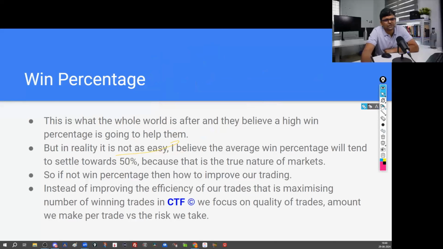So if it is not win percent, then what is it that will help us improve our trading? So if I don't have to focus too much, I have to be consistent. All right. Please understand. When I say I don't have to focus on it, what it means is I don't have to work hard to make it 90%. Even if it is 50% or 60%, I am okay with that. But I have to be consistently 50 or 60%. I cannot be 10% on one day and 100% on the next day. It does not help. It does not help. Okay, fine.